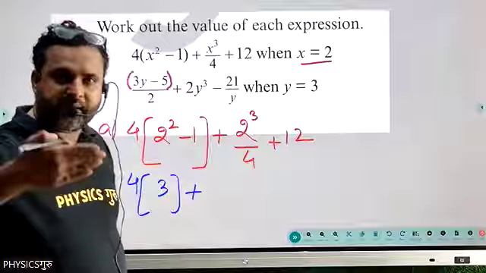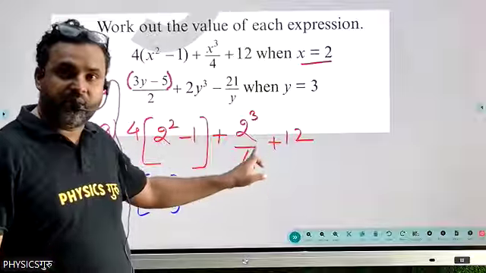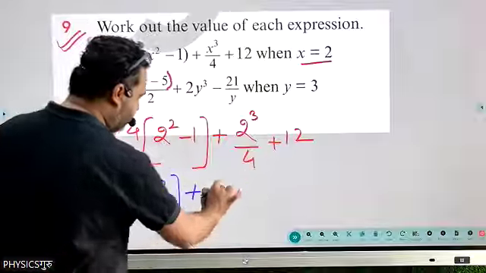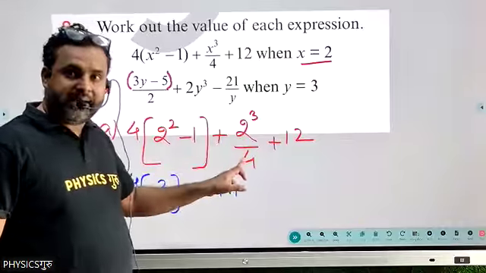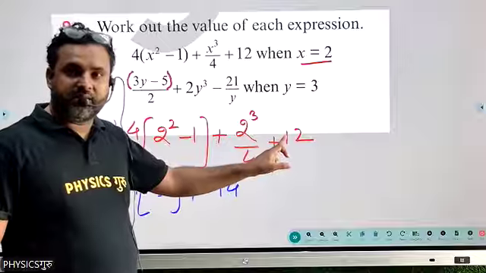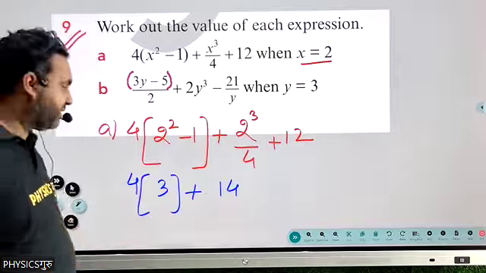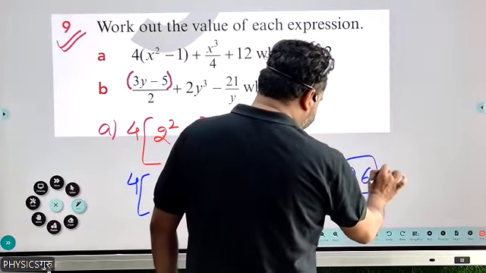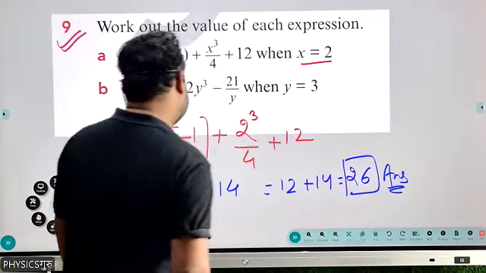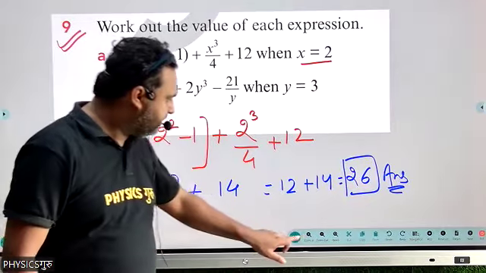Plus 2 cubed. What is 2 cubed? 2 times 2 is 4. 4 times 2 is 8. 8 by 4 is how much? 2. So 2 plus 12 is how much? 14. I repeat, I'm doing it mentally. So 4 times 3 is 12. 12 plus 14. Now simply add. 4 plus 2 is 6, 1 plus 1 is 2. So 26.